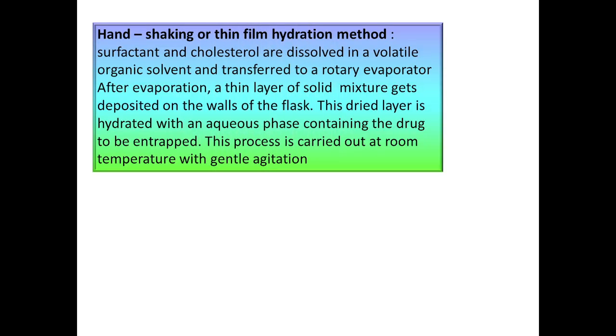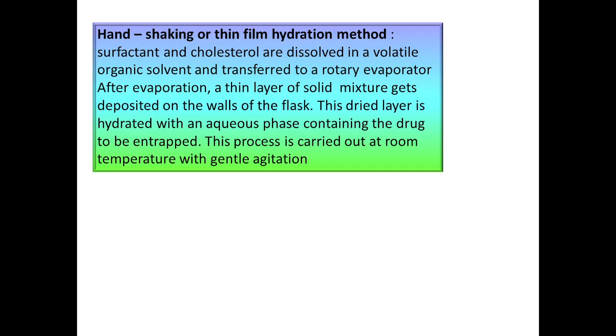Next method is hand shaking or thin film hydration method. Surfactant and cholesterol are dissolved in volatile organic solvent and transferred to a rotary evaporator. After evaporation, a thin layer of solid mixture gets deposited on the wall of the flask. This dried layer is hydrated with aqueous phase containing the drug to be entrapped, and this process is carried out at room temperature with gentle agitation.